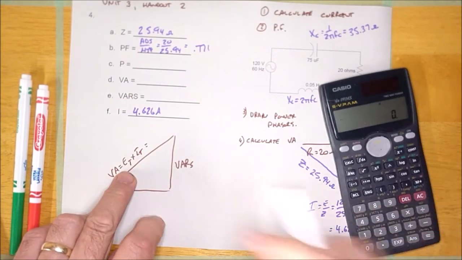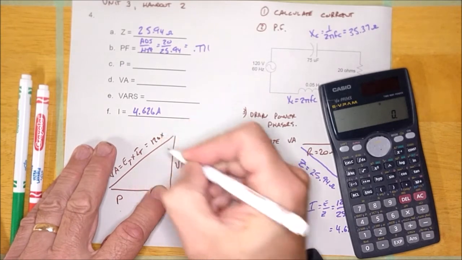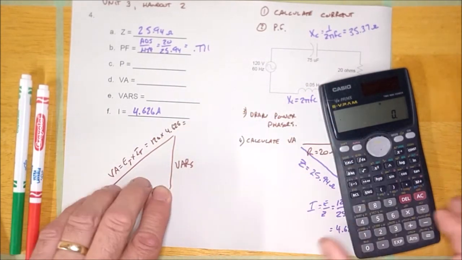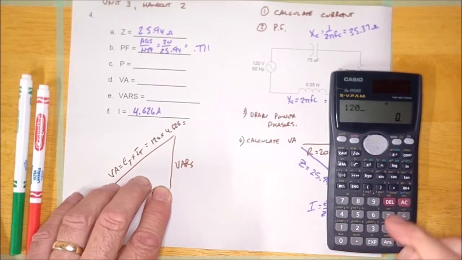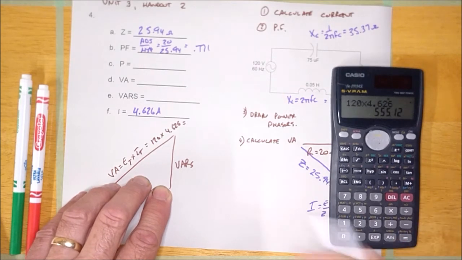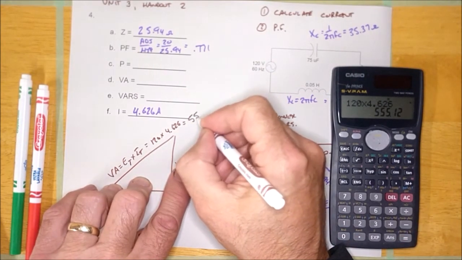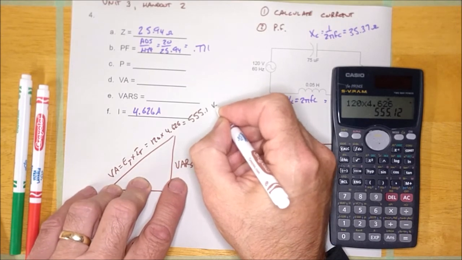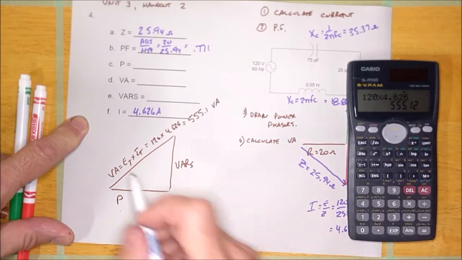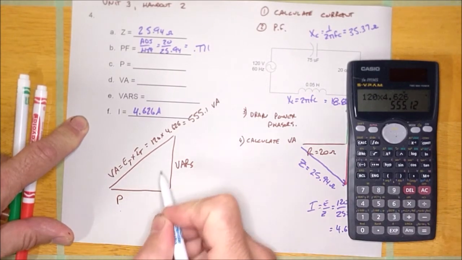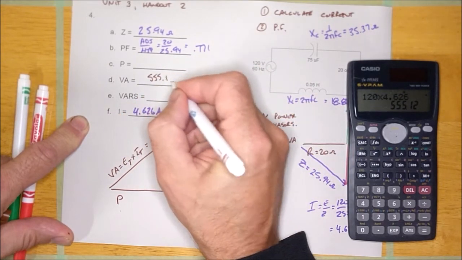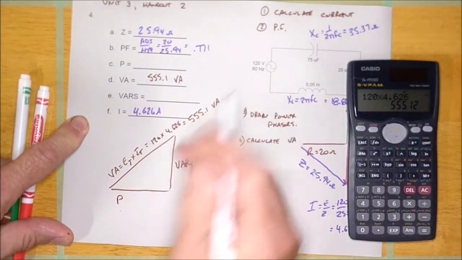So it's 120 times 4.626. Let's do that. 120 times 4.626 equals, looks like our VA is 555.1 volt amps, all right? And so I've solved one of my two sides here, and the answer is right there, 555.1 volt amps. Okay, now what can I calculate next?